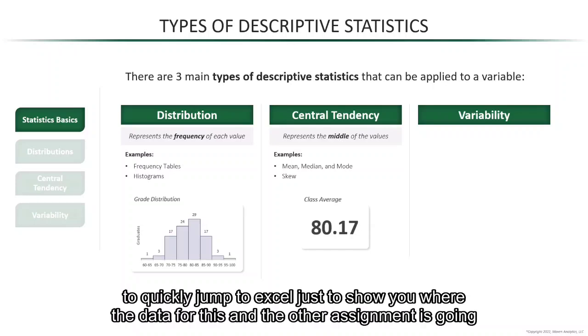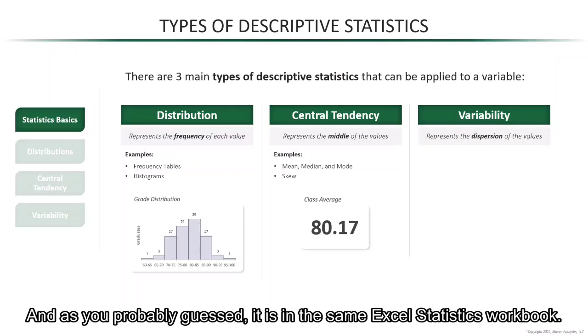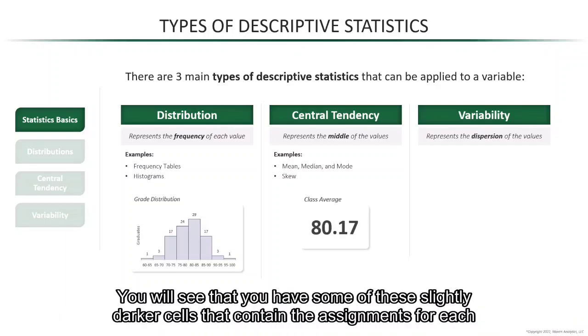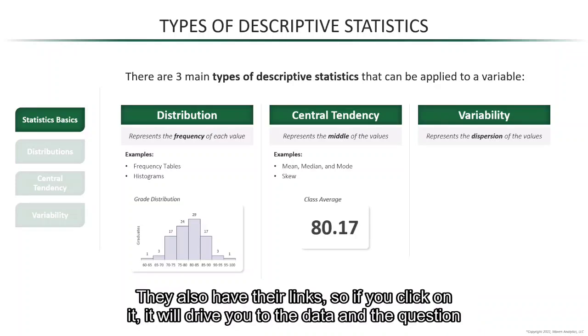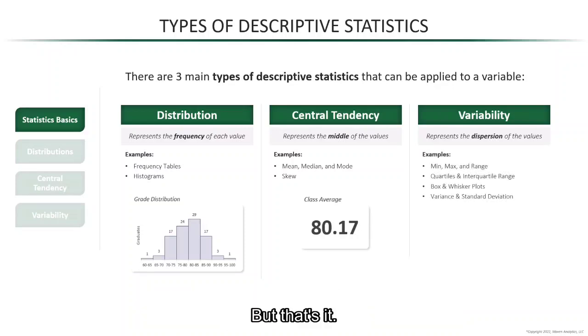And finally, the measures of variability represent the dispersion or the spread of the values around their center. Now, these are often the most overlooked, but are ultimately the most important when talking about statistics. It's where that randomness and the uncertainty kicks in. Some examples of these are the min, max, and range, the quartiles and the interquartile range, box and whisker plots, which are a type of data visualization, and finally the infamous variance and standard deviation.